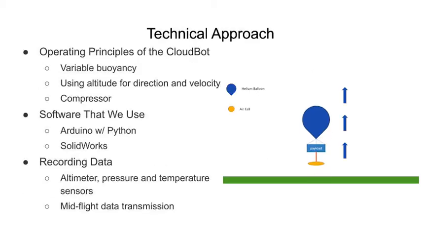The main operating principle of the Cloudbot is variable buoyancy. As you can see from the GIF, the helium balloon at the top has a fixed amount of helium and provides us with an upwards force. The Cloudbot will go up when the air cell at the bottom is not pressurized.